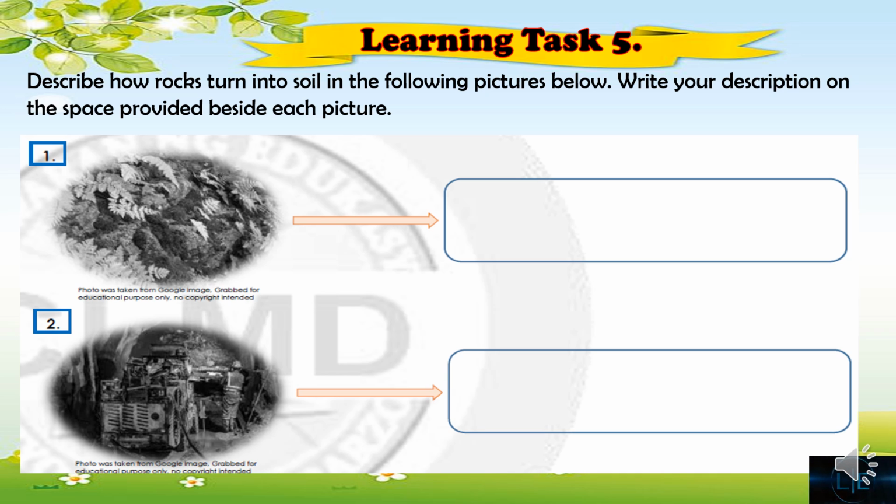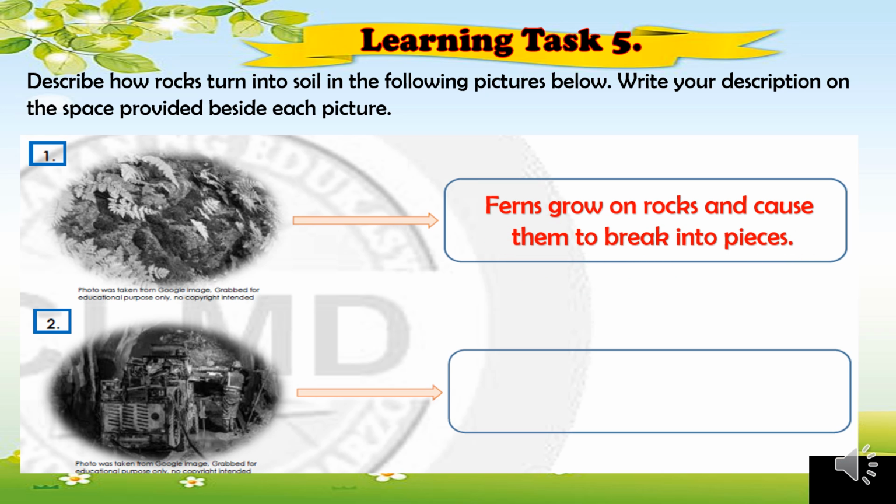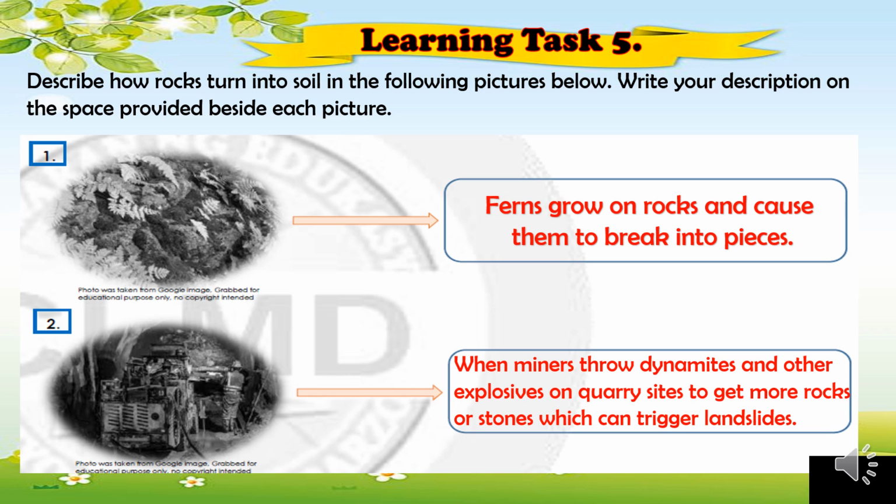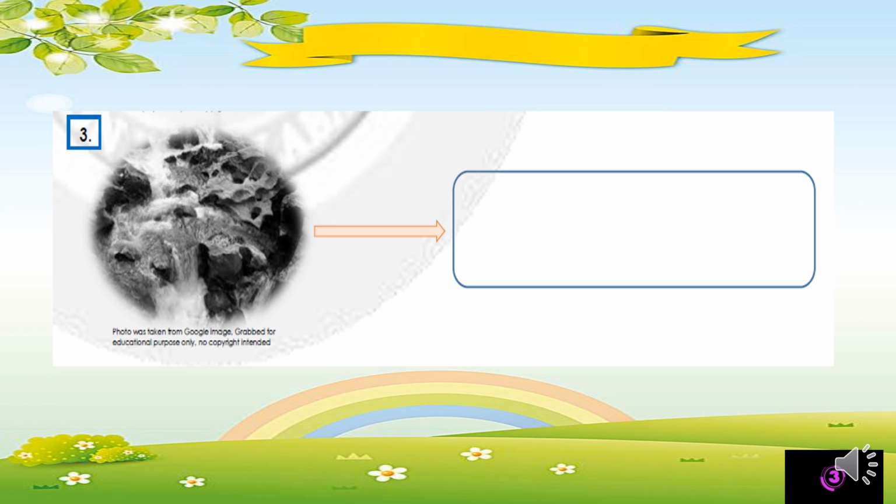Okay, for picture number 1, here is my example answer. Ferns grow on rocks and cause them to break into pieces. For number 2, here is my example answer. When miners throw dynamites and other explosives on quarry sites to get more rocks or stones, which can trigger landslide. Then we have picture number 3.